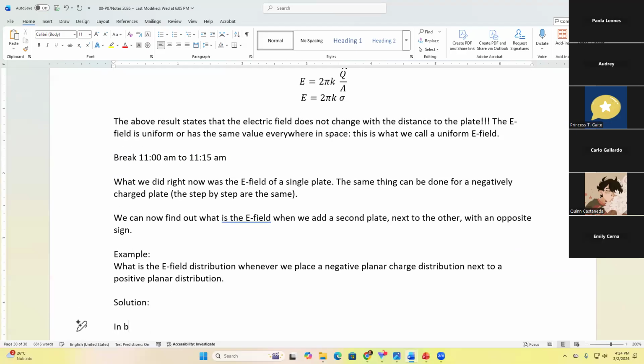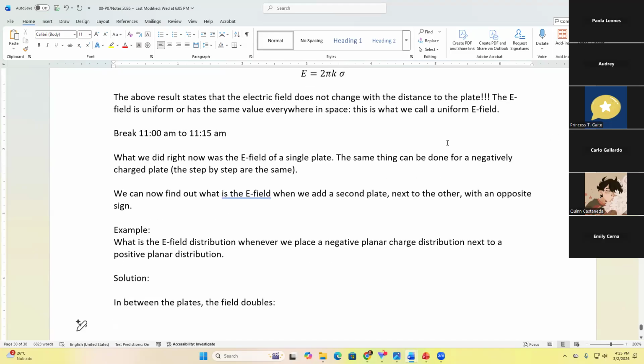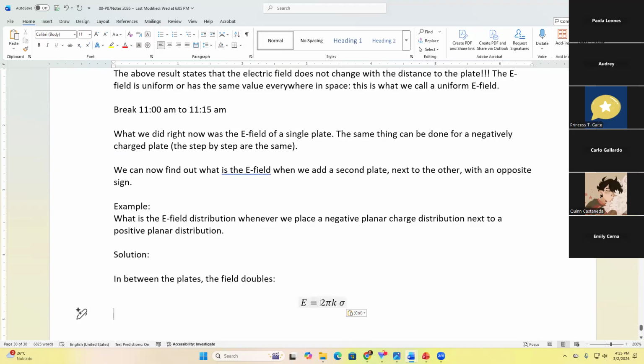In between the plates, the field doubles, right? In between the plates. It's gonna be something like that. 4 pi k. Which can also be rewritten, by the way, as sigma over, just another way, epsilon naught. That same epsilon that I mentioned to you before.